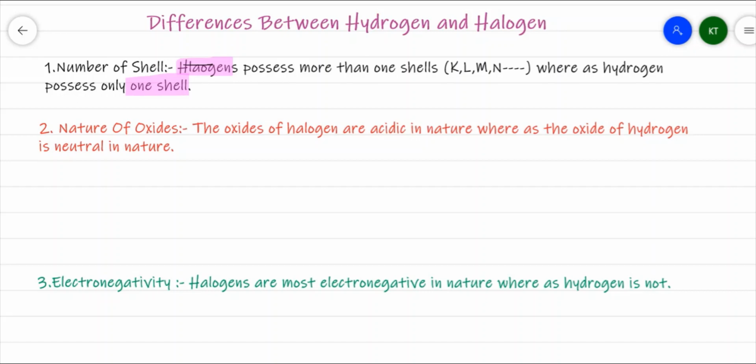Then next we have the nature of oxide. The oxides of halogen are acidic in nature because halogen is a non-metal, whereas the oxide of hydrogen is neutral in nature. So let me take an oxide of halogen, that is Cl2O7, which is called chlorine heptoxide.